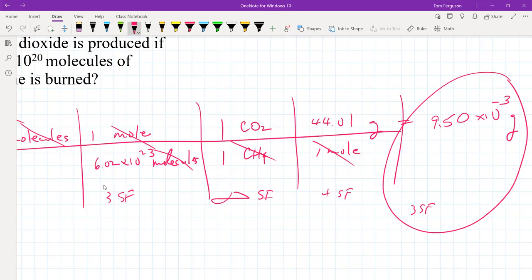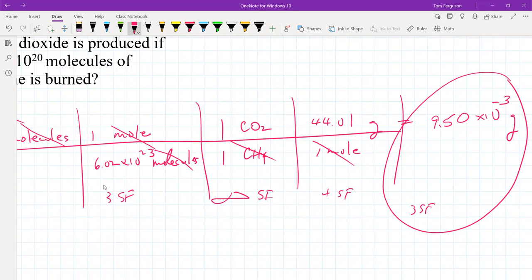99.999% of the time, yes. When you're adding and subtracting, it's different because you're just looking at the number of decimal places. But when you're multiplying and dividing, you just look at all the numbers and your answer is going to have the smallest number of significant figures. In this case, it's 3.